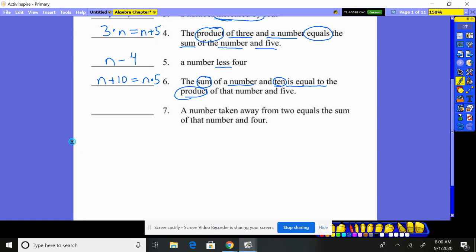All right. Number 7, a number taken away from. It's that part where this guy's going to come first because a number is being taken away from the 2. So you have the 2 and you're taking a number away from it. It equals, so we don't forget our equal sign, the sum means addition of that number and 4. There's our expression parts that we need to know for the test.